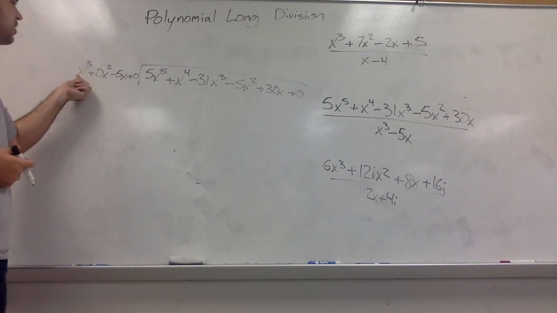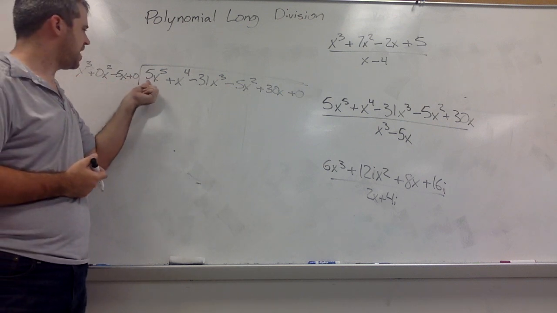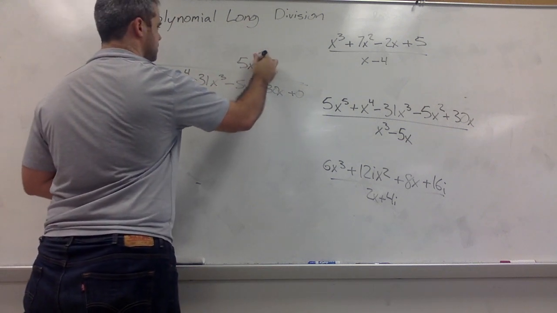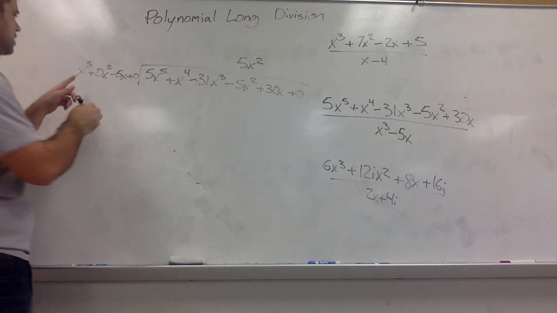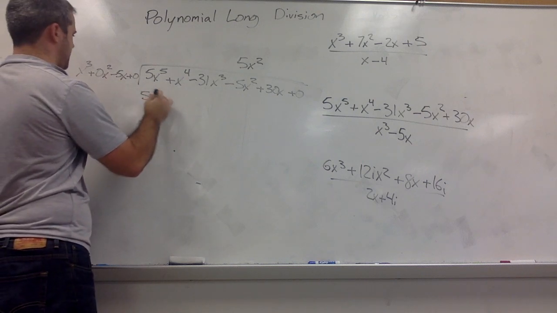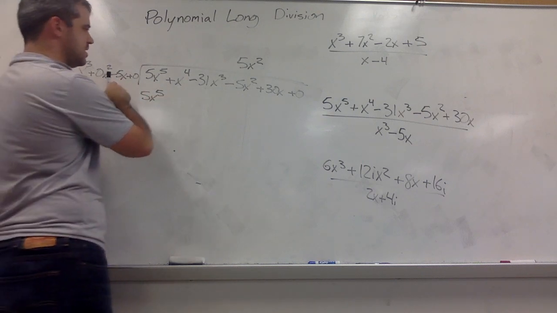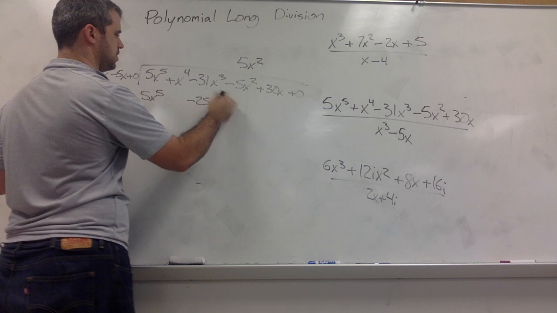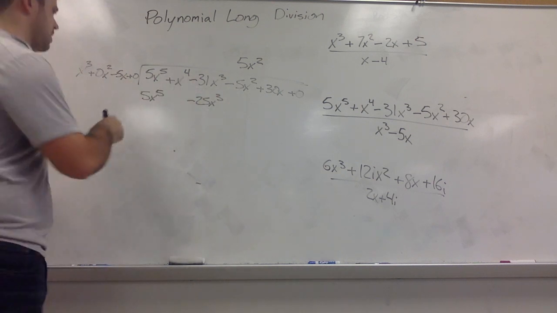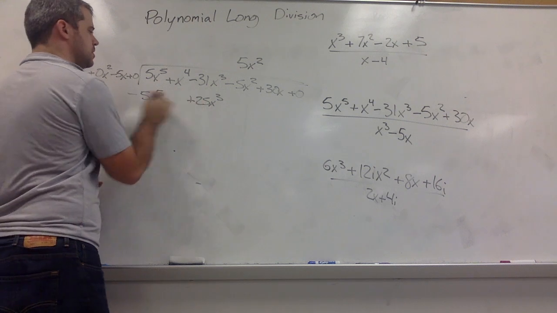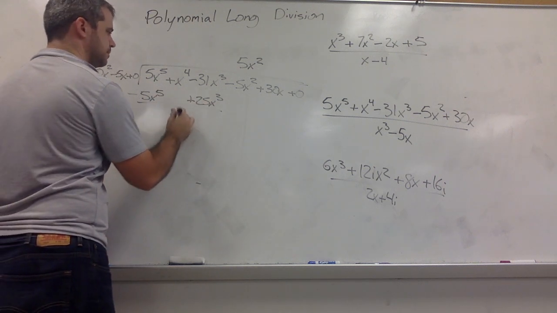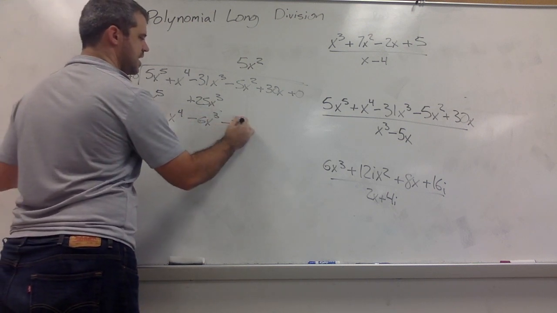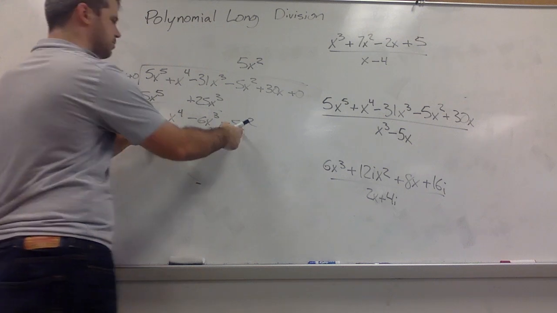All right, x to the third. How do I get that to become 5x to the fifth? Well, I need a 5x squared. So I get 5x to the fifth. I get negative 25x to the third, and then everything else is zeros. But I'm subtracting, so I switch these. This is 0. What is this? Negative 6x to the third. And then I'm going to go ahead and bring both of these guys down.